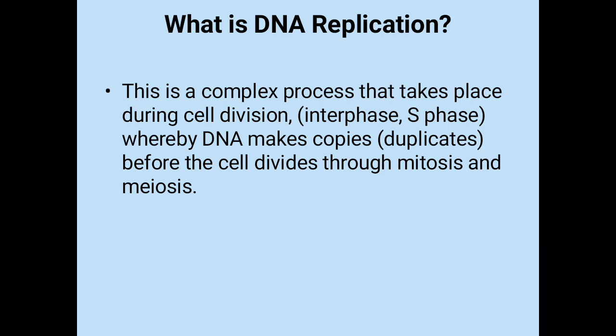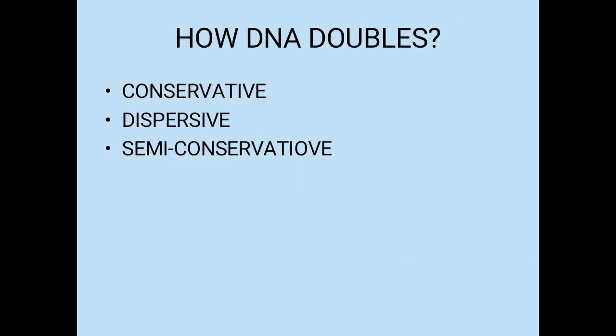We know that the cell cycle has two main phases, interphase and division phase. Before division, that is in interphase, there are three subphases, namely G1, S and G2. In S phase, the actual process of DNA replication occurs. How does the molecule of DNA double?